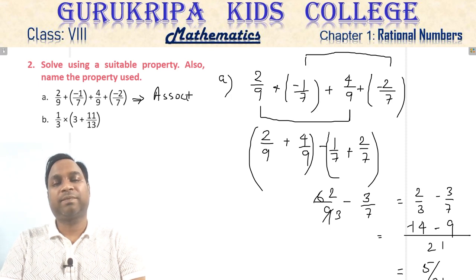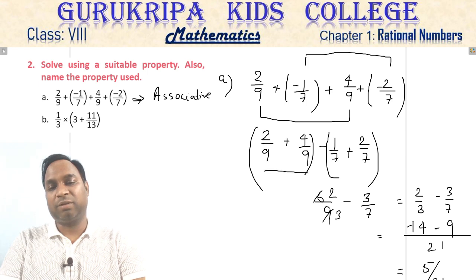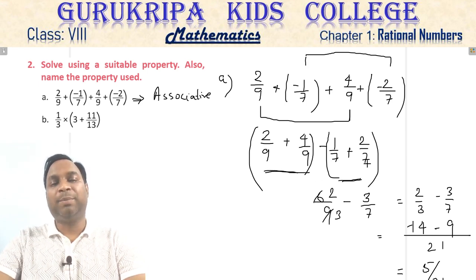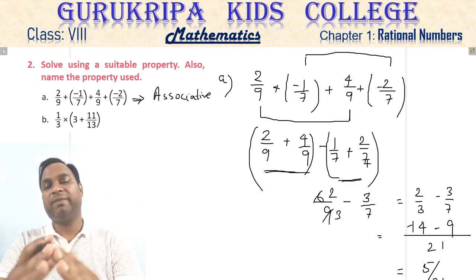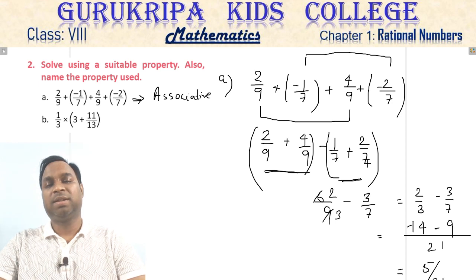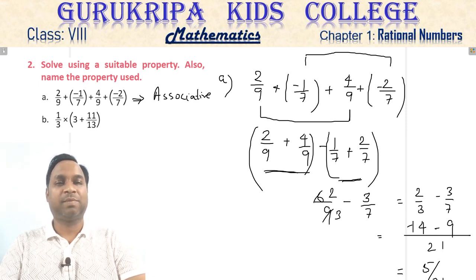Associative. We made an association between the numbers. We calculated this first and this first. This is not the commutative property. Commutative property is when only two numbers are involved. But here we have more than two numbers involved. This is about ordering. Making associations, not ordering. So this is the associative property.